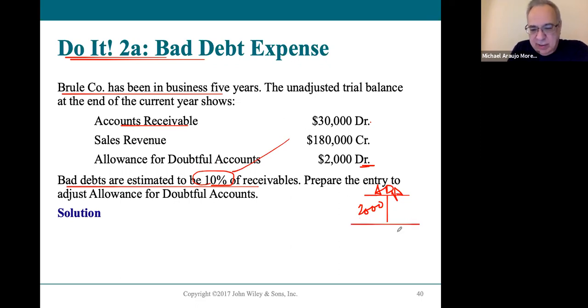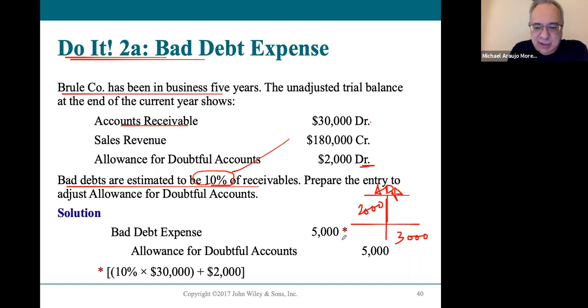So we basically want the allowance account to have a $3,000 credit balance, right? Because allowance for doubtful accounts is a contra asset with a credit side balance. So all you're doing to figure this out is asking how do we get to a $3,000 credit balance from where we are here? And the answer is you need to adjust it by $5,000. So that's going to be our bad debt expense for the year, $5,000. And the allowance for doubtful accounts will have a $5,000 credit. If you put the $5,000 credit here, you'll see the credit side is bigger by $3,000, which is what we want.